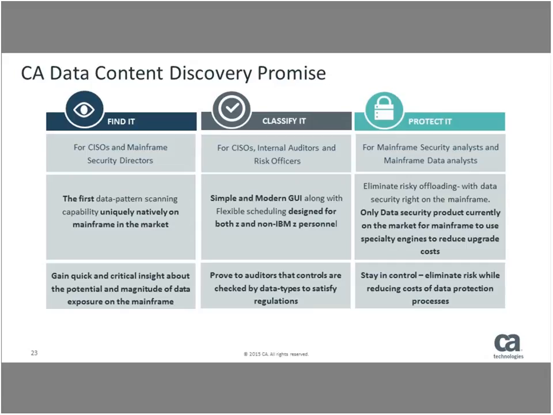So suddenly we can go from not really knowing what is on the mainframe, or the big black box that sits there on the raised floor, to being very well informed of what data exists there, making sure that you have the appropriate policies and controls in place, and being alerted when there are deviations from those. For CISOs, especially internal auditors and risk officers, the ability to classify this data is very helpful, particularly when you're in a highly regulated environment.